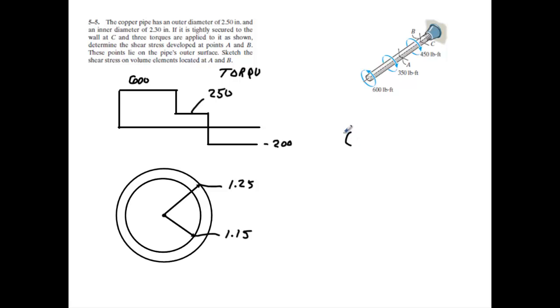Now we're ready to solve the problem. We know that the shear stress of an object under torque is the torque value times R, divided by the polar moment of inertia. If I'm looking for the maximum, it will occur at the outer radius, so R will be 1.25. The equation for the polar moment of inertia of a hollow shaft is pi over 2 times the outer radius to the 4th power minus the inner radius to the 4th power.